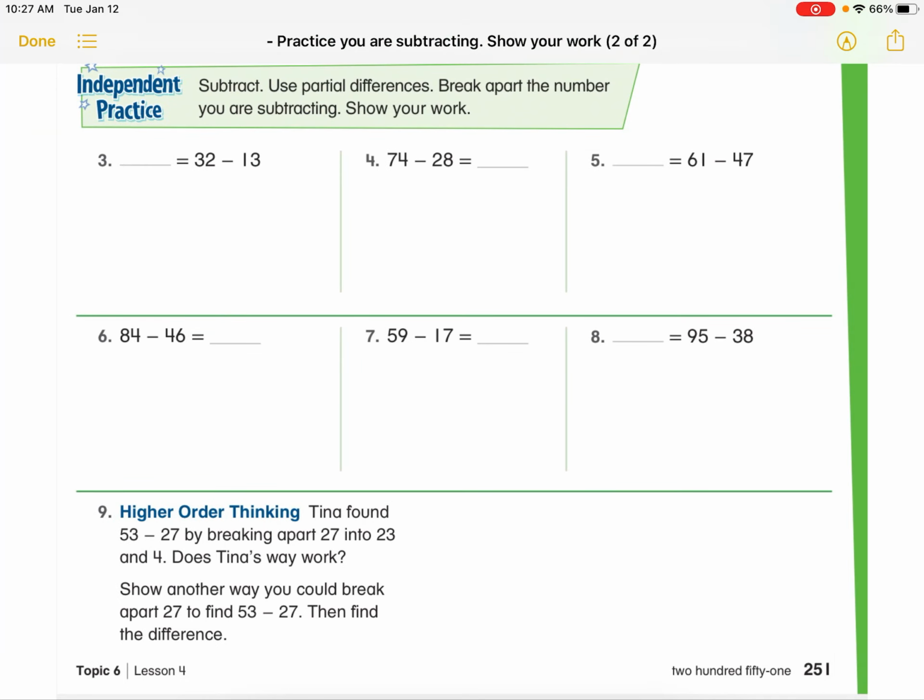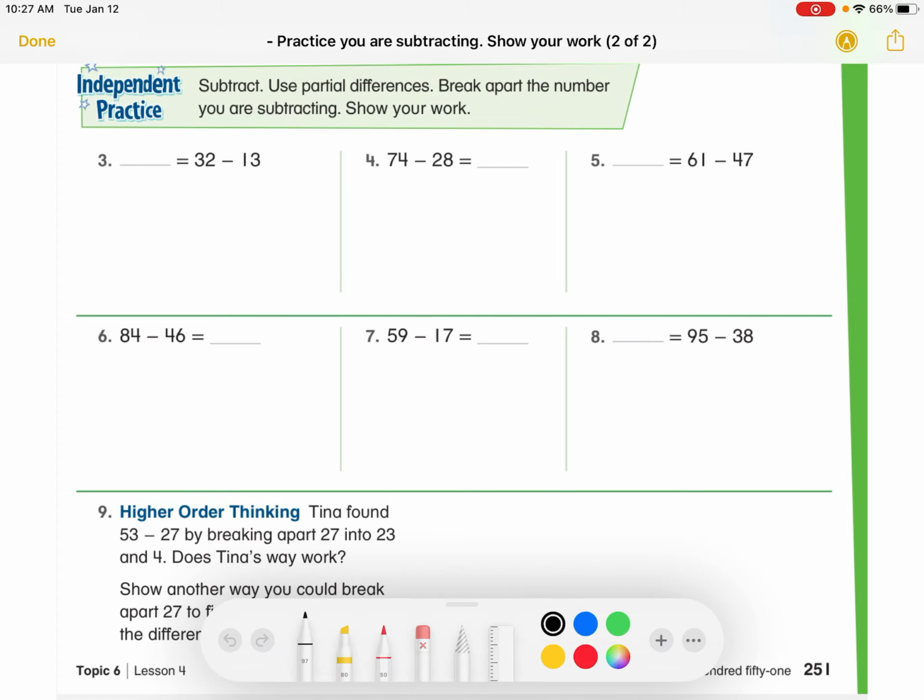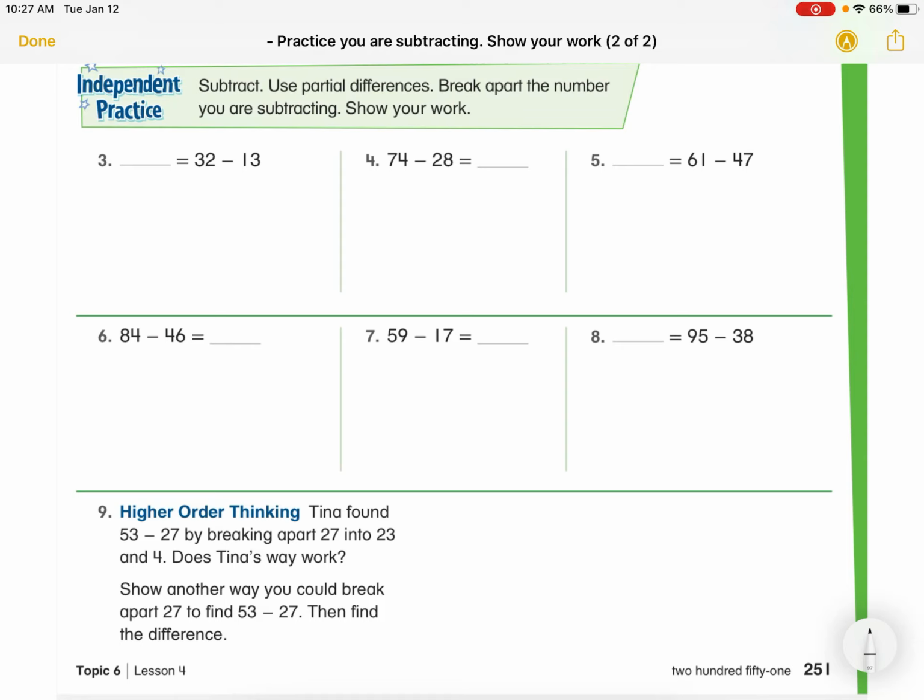So now let's look at your independent practice. For your independent practice, you are going to be breaking apart the second number, so still using that method for problems 3 through 8. So if you look at it, some problems are reversed, they're flipped. Do not let that trick you. So for example, you have the answer equals 32 minus 13. This really is just 32 minus 13 equals. They just flipped it around. Again, this is just 61 minus 47 equals. So if it helps to rewrite the problem below it, you're more than welcome to. So 3 through 8, break apart method.